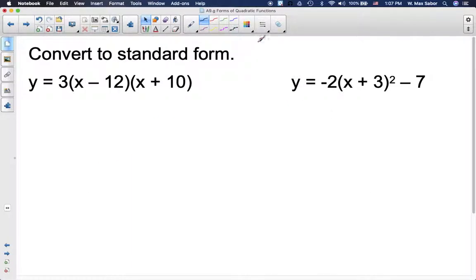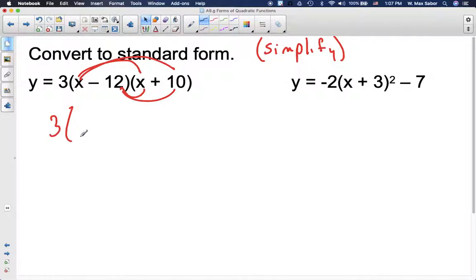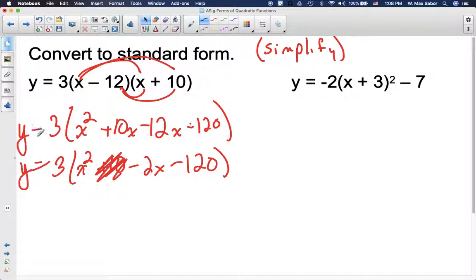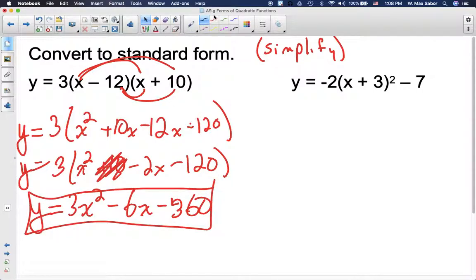That means that we need to simplify. So we'll distribute 3 times x squared plus 10x minus 12x minus 120 gives us 3x squared minus 2x minus 120. And now distributing, y equals 3x squared minus 6x minus 360. Now it's in standard form.